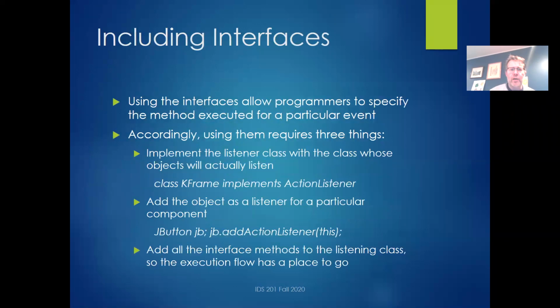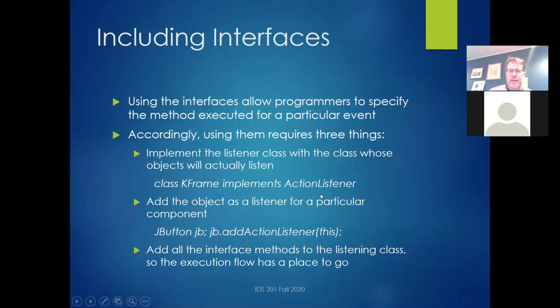Okay. So for the interfaces, the elements of that process, we include implements in the class header line. For example, class KFrame implements ActionListener. Add the object itself as a listener for a particular component. For example, for a JButton JB, we call addActionListener and send along this as the argument. So that means that the KFrame object that the JButton is on would be the one that responds to the events.